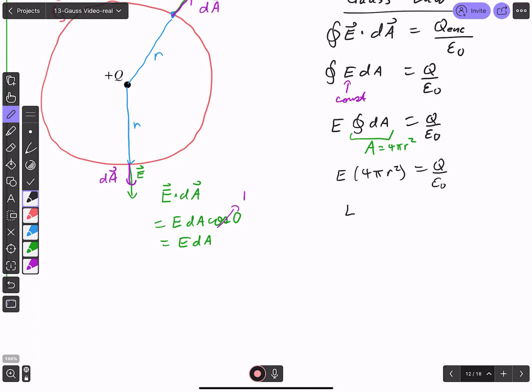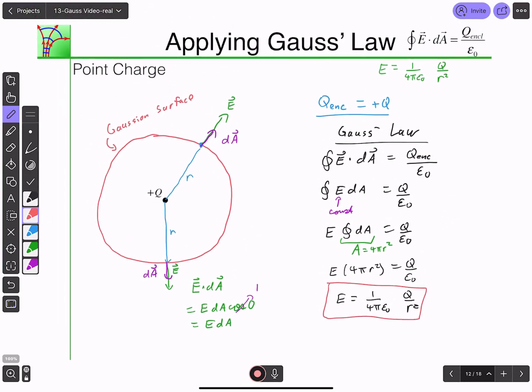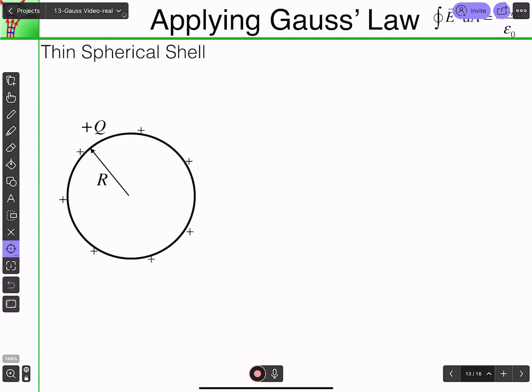Solve that for E. I'm going to move things over. E is equal to 1 over 4 pi epsilon naught Q over r squared. And we have now our electric field due to a point charge. Nice and easy. And this result is the same as what we saw before, right? Just kq over r squared. So let's apply it for another spherically symmetric situation.